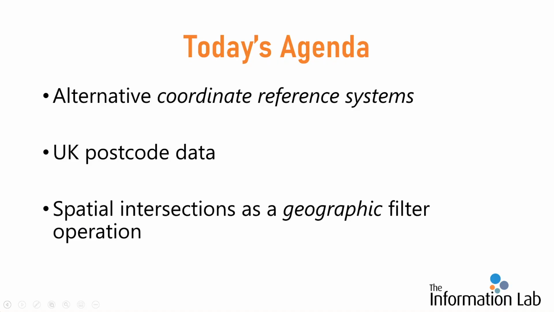Today, we're continuing to build on the fundamentals of where in both Tableau and Alteryx by looking first at alternative coordinate reference systems, those where the XY coordinates are not latitude and longitude. Second, we'll look at UK postcode data and how we treat that in Tableau and Alteryx. And third, how we can create a spatial filter that helps us select out only the details in particular geographic areas that we're interested in. So let's get into it.